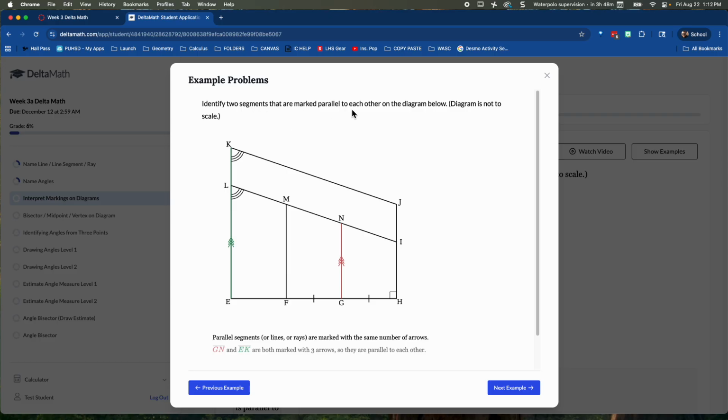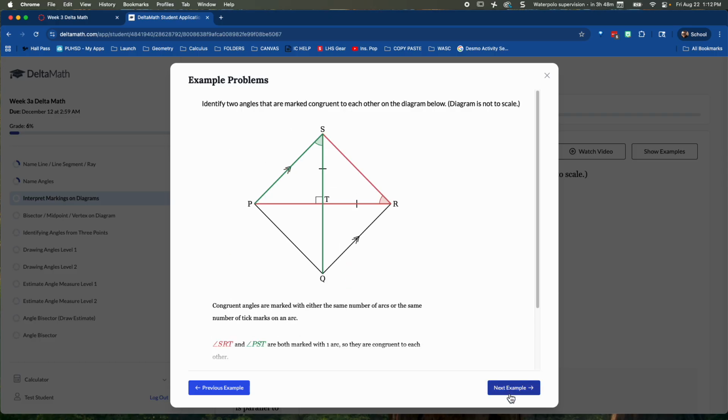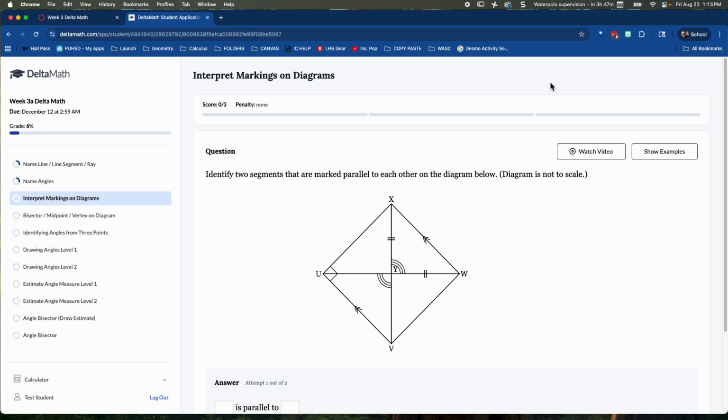And here we have 2 segments that are marked parallel. We've seen that one before. Let's see, 2 angles that are congruent. So these happen to have a marking. We sometimes call this an arc, that rotation measure of how far it rotates in that corner. And the angles PST and SRT both have the same marking in the angle. So that makes them congruent.